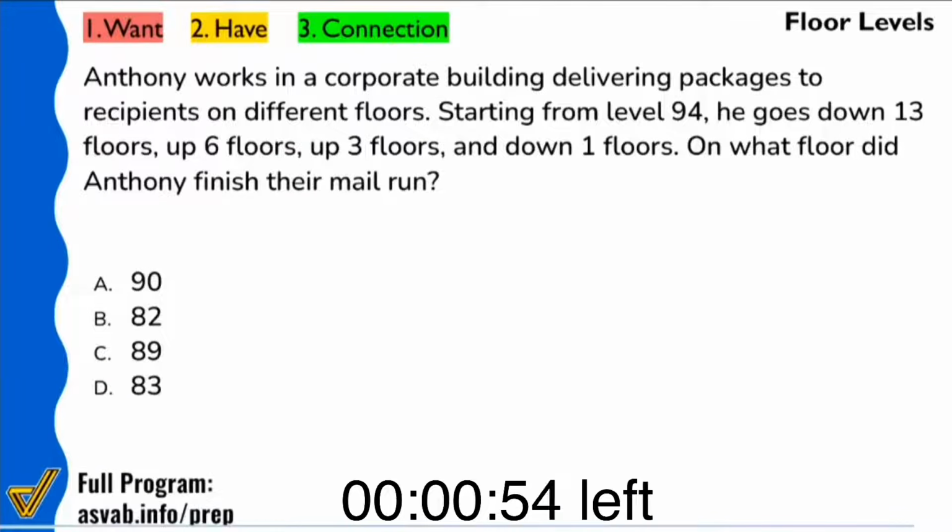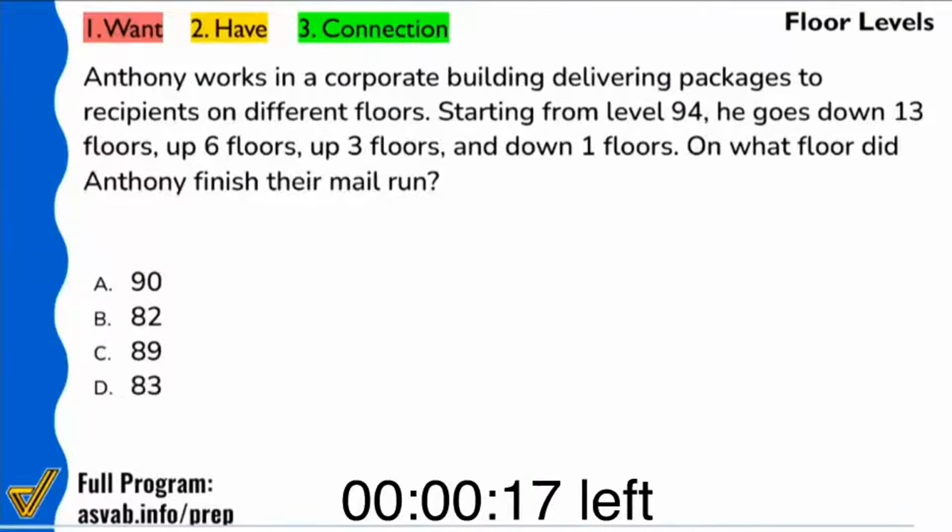Again, we still have just about 20 seconds left here. And that is time. Go, go, go, go.